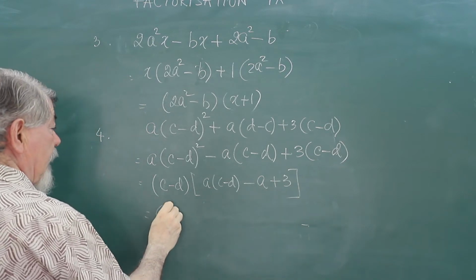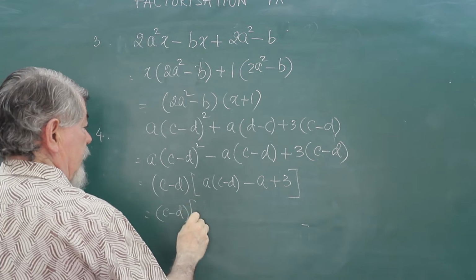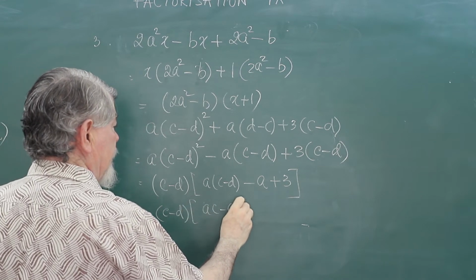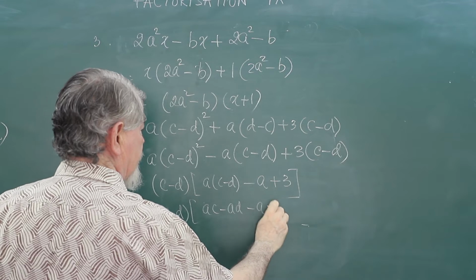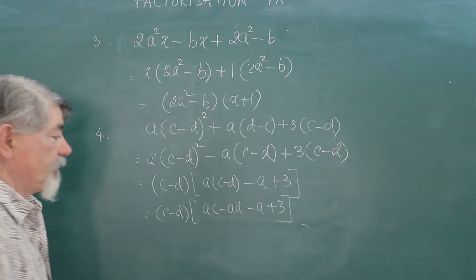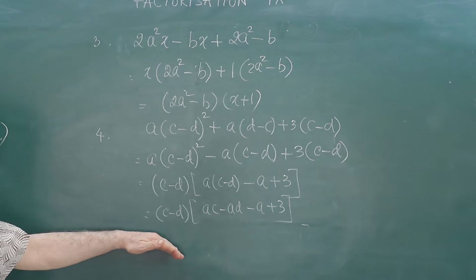We can multiply it also: AC minus AD minus a plus 3. But we cannot factorize any further, so these will be the factors of this.